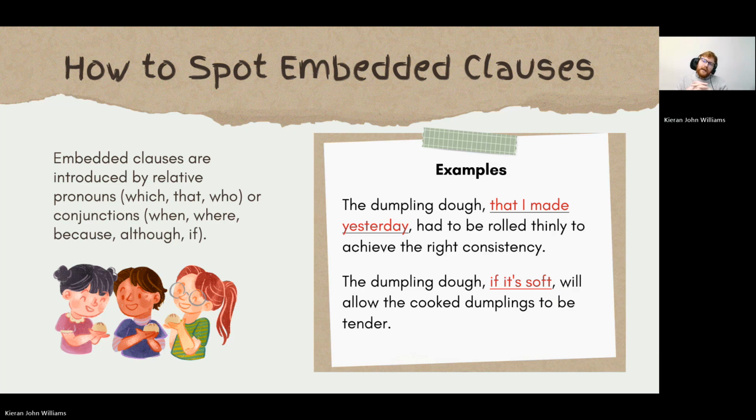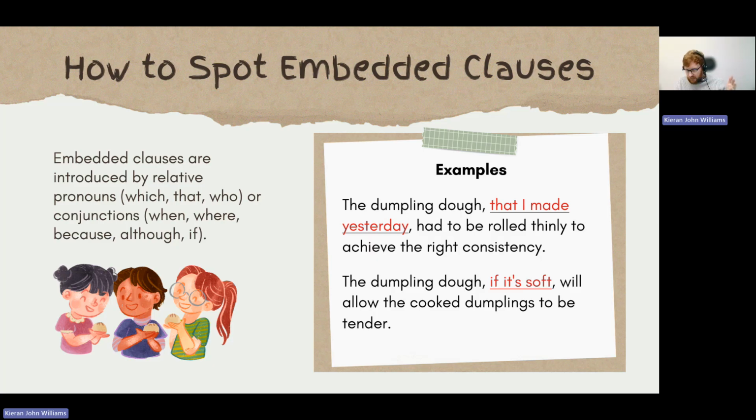So, how can you identify an embedded clause? Well, it's a good question. One useful clue is to look for certain words that commonly introduce embedded clauses. These include relative pronouns like which, that, who, and conjunctions such as when, where, because, although, and if. These words often signal that extra information is about to be added inside the sentence.